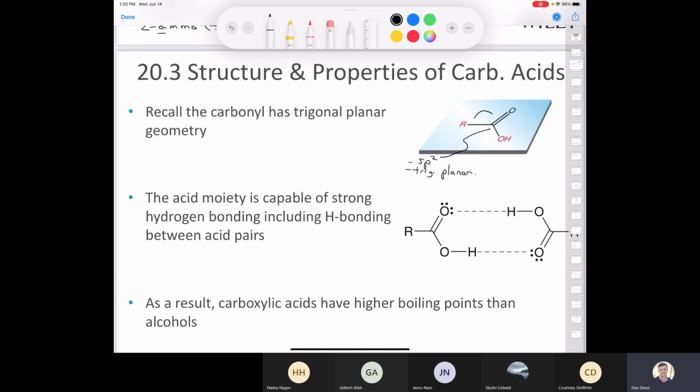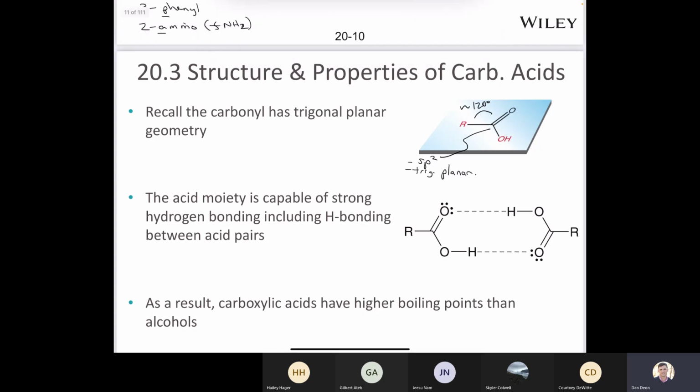The bond angles here are approximately 120 degrees. And you should know that a carboxylic acid can form this kind of dimer that I have shown here, where it maximizes its hydrogen bonding, right? You see how there are 2 hydrogen bonds here, and that contributes to the extremely high boiling points of carboxylic acids. In fact, carboxylic acids have higher boiling points than analogous alcohols.